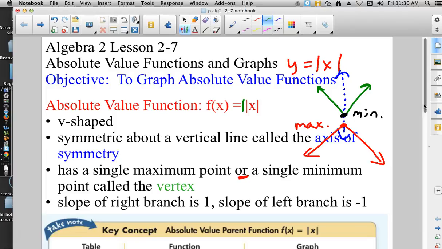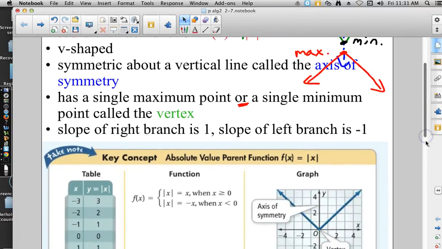So it's that whole symmetry equal but opposite thing. It just makes sense that this side is going to be a negative 1. Here we'd go up 1 and over 1, and here we'd go up 1 and left 1. It'll work. So the right side of the branch, positive 1.